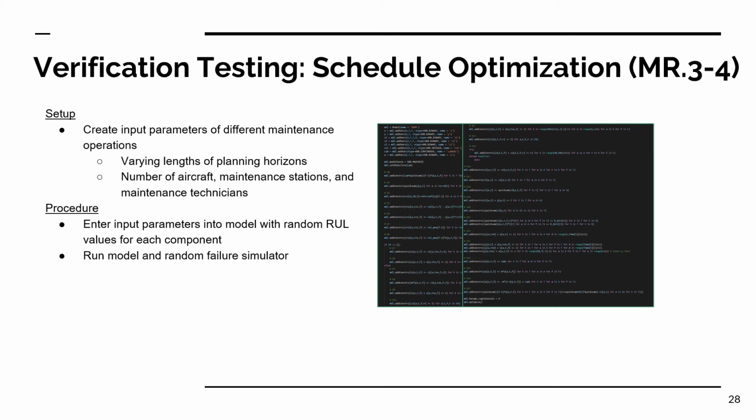For 3 and 4, we worked on these verifications simultaneously, but the setup being to create input parameters of different maintenance actions. And the procedure would be to enter the input parameters into the model with random RUL values for each component. We would then run the model in a random failure simulator.